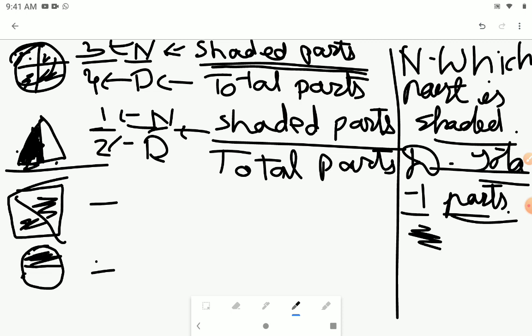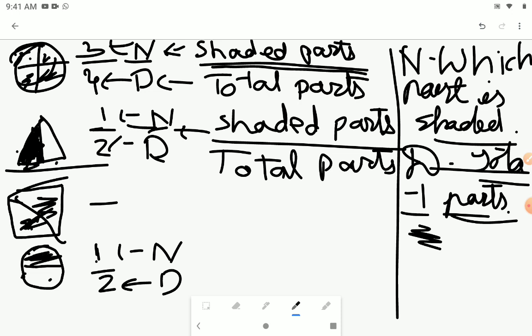Now see, this one you can't do it yet. Okay, let it go. We will do that later. Now see, this one is the same as the triangle figure. 2 parts are there, so that will be our denominator. One part is shaded. This is our numerator. This is our denominator.